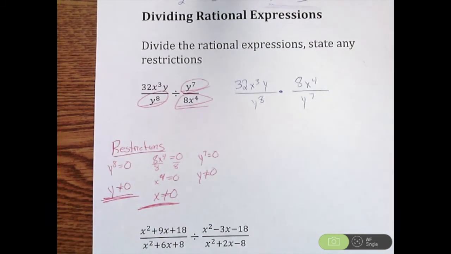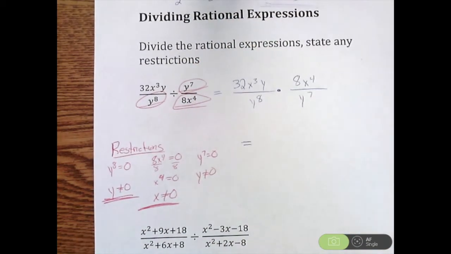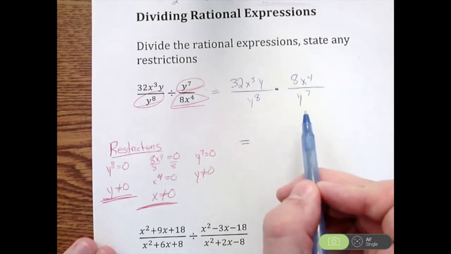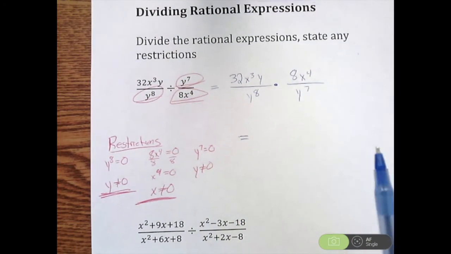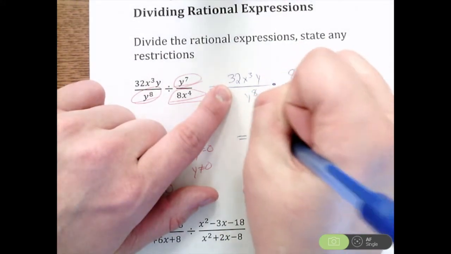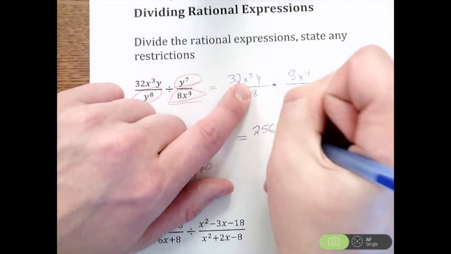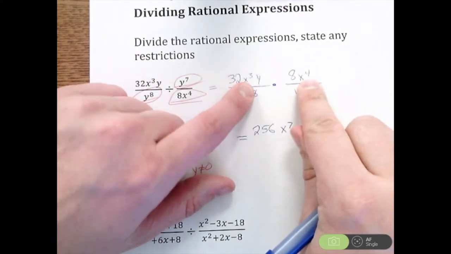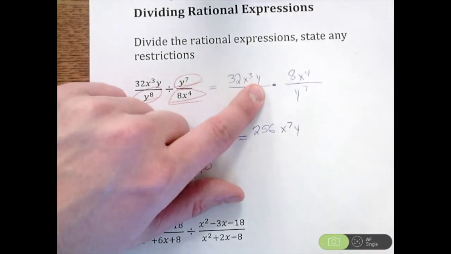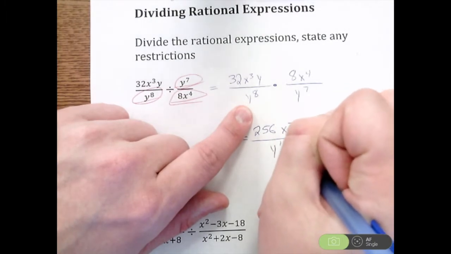Now it's become a multiplication problem, and you're going to find not a whole lot changes from the multiplication problems we did earlier. If you still struggle with multiplication, maybe watch the multiplying rational expressions 1 and 2 videos. The top multiplies with top. I'll start with numbers, then x's, then y's. 32 times 8 is 256. x to the third and x to the fourth becomes x to the seventh, and then I have a y up there. In the denominator, I have y to the eighth and y to the seventh, which becomes y to the 15th.